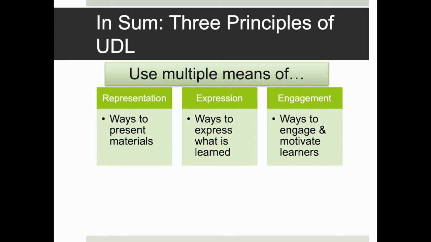Representation is how material is presented to a student, such as via text, lecture, or discussion. There is no one way of representing information that is optimal for all students. Expression is how a student shows you what they have learned, such as through exam, participation, or lab work. There is no one means of expressing knowledge that will be optimal for all students.